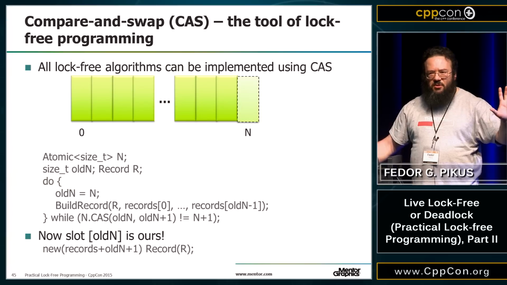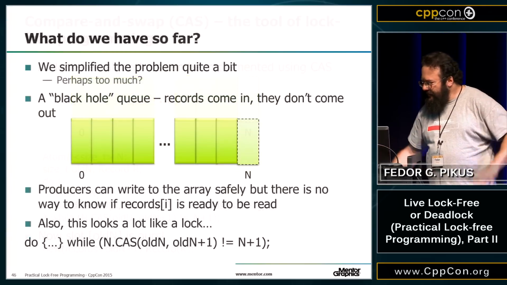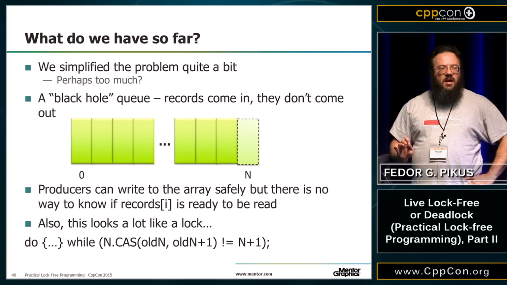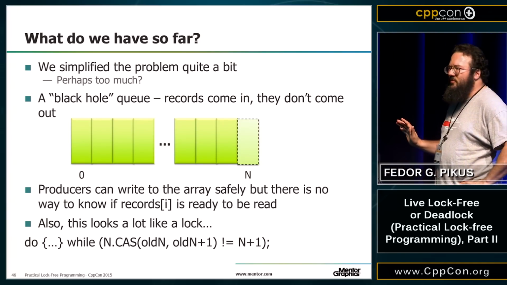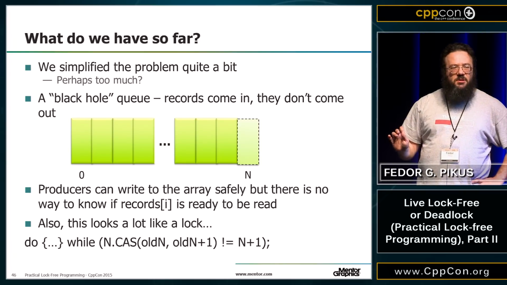That solves only the producer half. It doesn't solve the consumer half, only the producer half. Okay, this actually works. We kind of simplified the problem a lot. We created a black hole queue. Records go in, records don't go out.